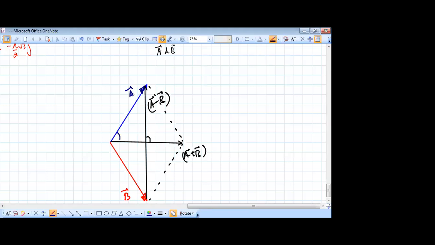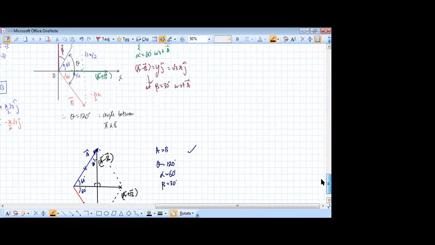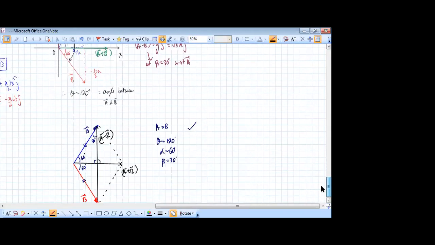Now this angle is 60. This angle is 60 and this angle is 30. आपको दिख रहा है theta is equal to 120, alpha is equal to 60, beta is equal to 60, because mod A is equal to mod B. So this is the same as that vector diagram.